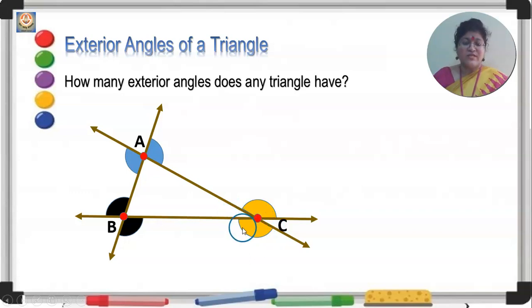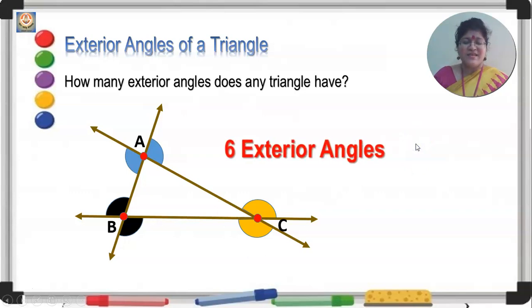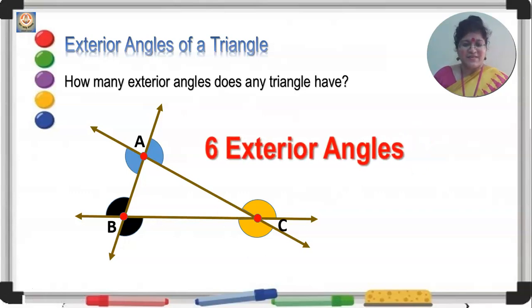So the clue out here is, whichever angle forms a linear pair with the interior angle, you have to take that angle. You will not take the vertically opposite angle. Many students end up writing, this is the exterior angle, this is one of the exterior, and this is one of the exterior, which is false, which is wrong. So in total, how many exterior angles does a triangle have? It has 6 exterior angles.